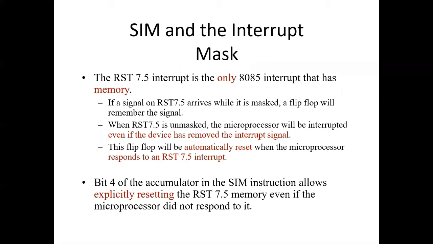RST 7.5 interrupt is the only 8085 interrupt that has memory. If a signal of RST 7.5 arrives while it is masked, a flip-flop will remember the signal. When RST 7.5 is unmasked, the microprocessor will be interrupted even if the device has removed the interrupt signal. This flip-flop will be automatically reset when the microprocessor responds to an RST 7.5 interrupt. Bit 4 of the accumulator in the SIM instruction allows explicitly resetting the RST 7.5 memory even if the microprocessor did not respond to it.